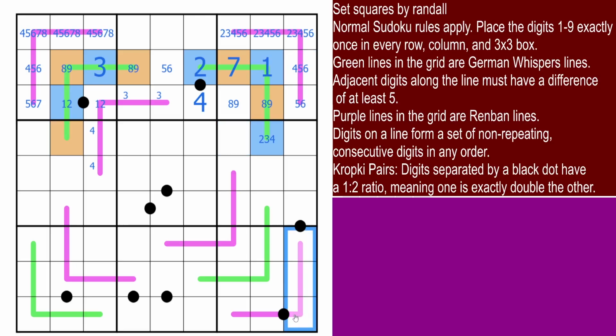Alright, I think now we will have to look at this Renban. Again, that's not an extreme Renban, right? So it's not 1, 2, 3, 4, 5 or 5, 6, 7, 8, 9. But now look, because now 2, 3, 4, 5, 6 is here, this cannot be a 1, 2, 3, 4, 5, 6 Renban.